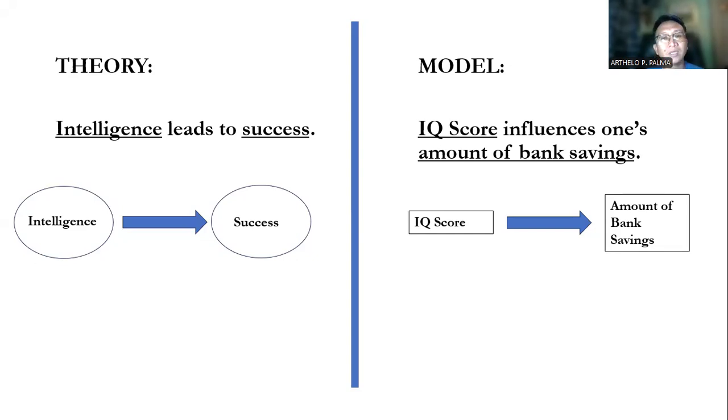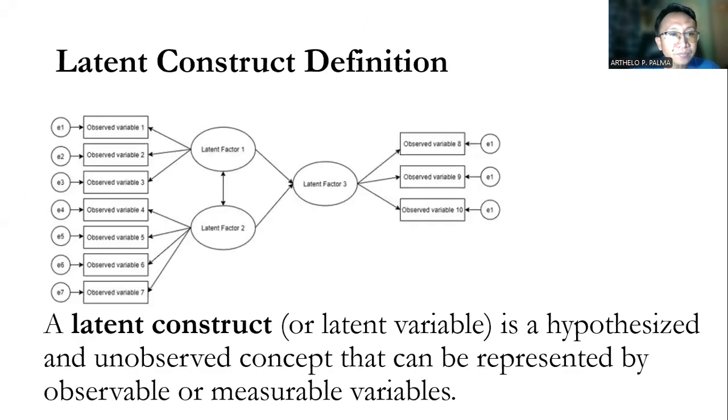That's the point. So here you have now your proposed model, which says that IQ score influences one's amount of bank savings. This is what you would want to find out using data and statistical analysis. And a common statistical tool we use here is, of course, regression analysis. That's the common one, and we already discussed regression analysis.